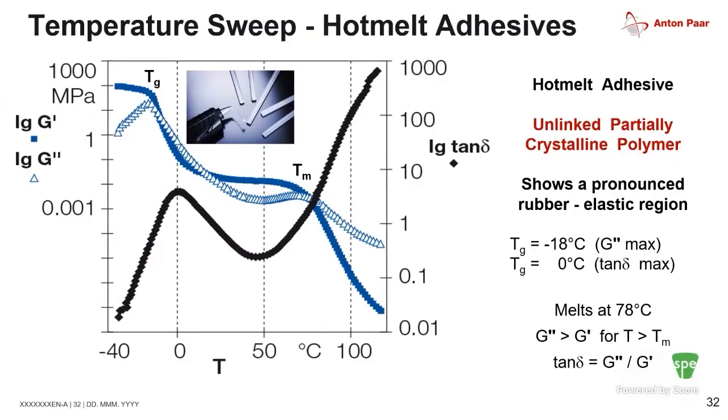So this gives us an idea that if I need to process it as a fluid, I need to have a melt, and I need to process above 80 degrees, because now it's behaving like a fluid at higher and higher temperatures.